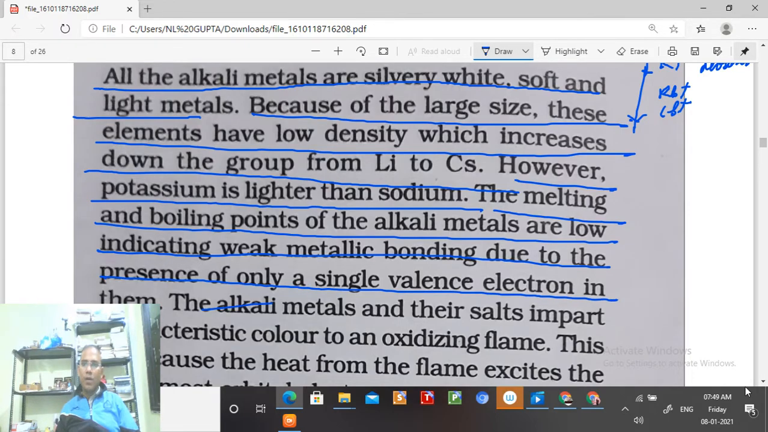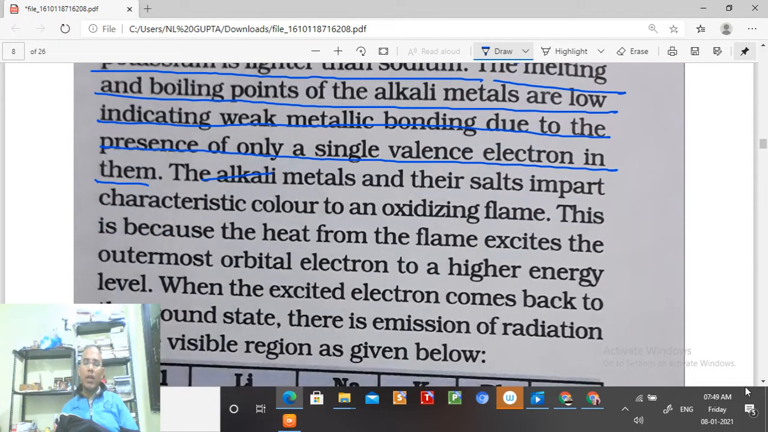So they have low melting and boiling points. Students, the melting and boiling points of alkali metals are low, indicating weak metallic bonding. Why weak metallic bonding? Due to the presence of only a single valence electron in them.